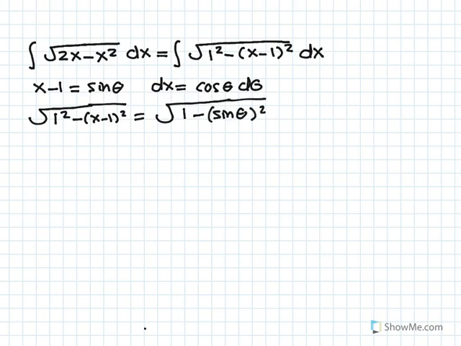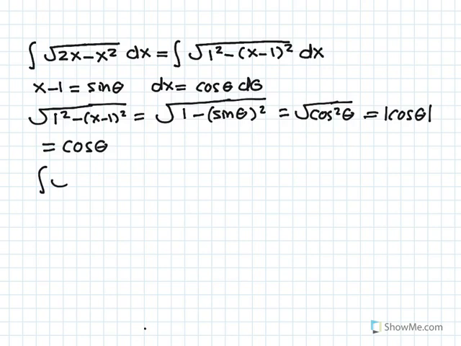Now we have a trig identity. Cos squared theta plus sine squared theta is 1. That means 1 minus sine squared theta is cosine squared theta. So we get root of cos squared theta, which is absolute value of cos theta. But because of the way we restrict the angle theta, we can drop the absolute value and write this as cos theta.